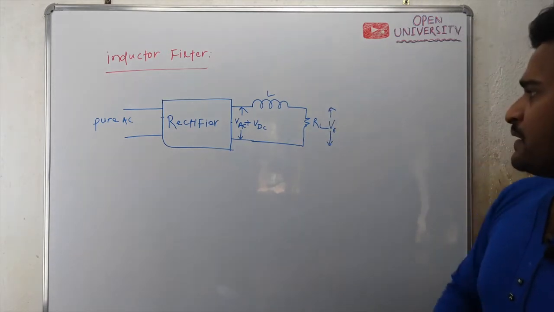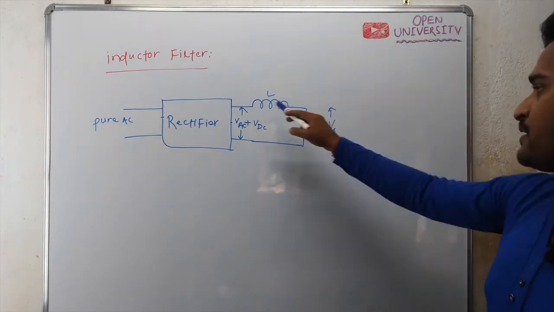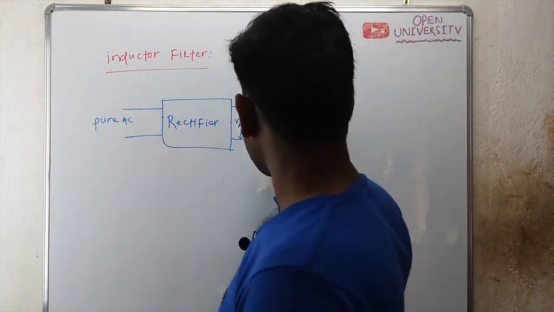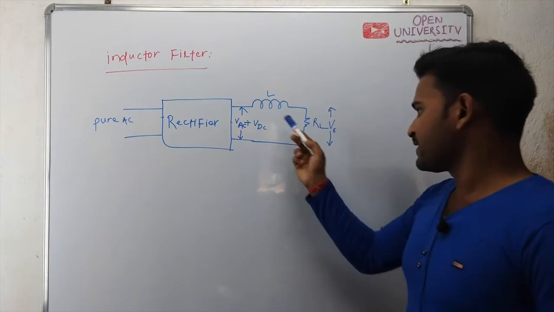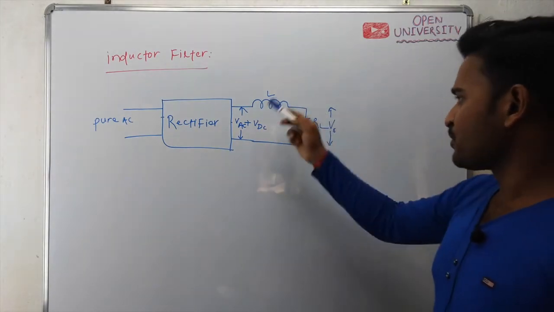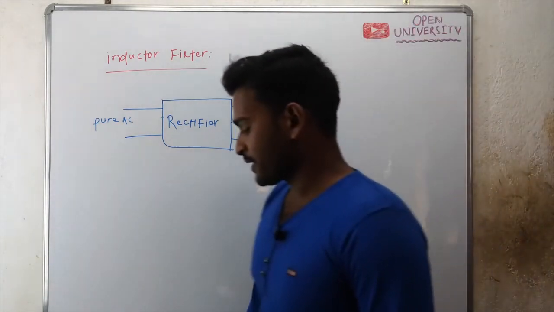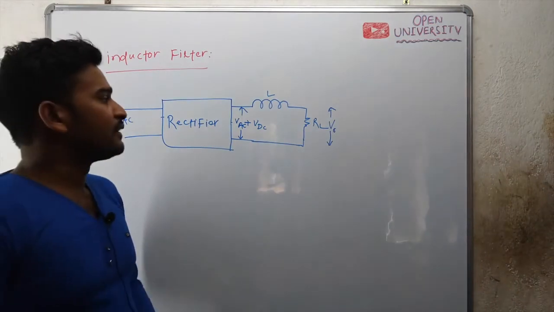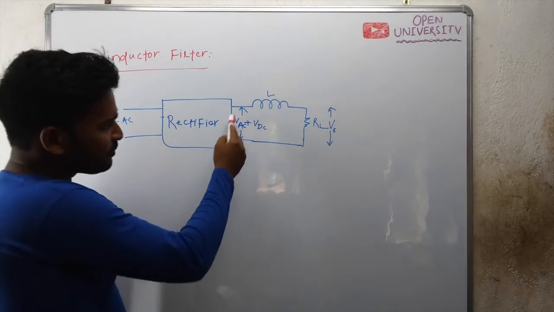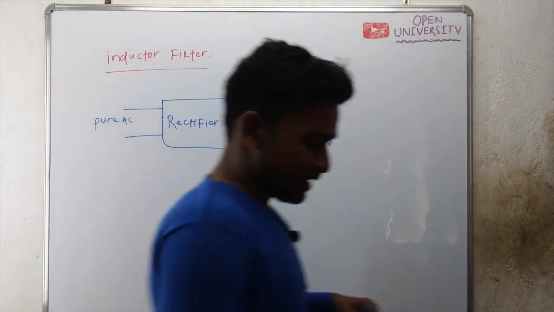Now this inductor and RL are connected in series, so they form a voltage divider network. Since inductor and RL are connected in series, they are like a voltage divider network.